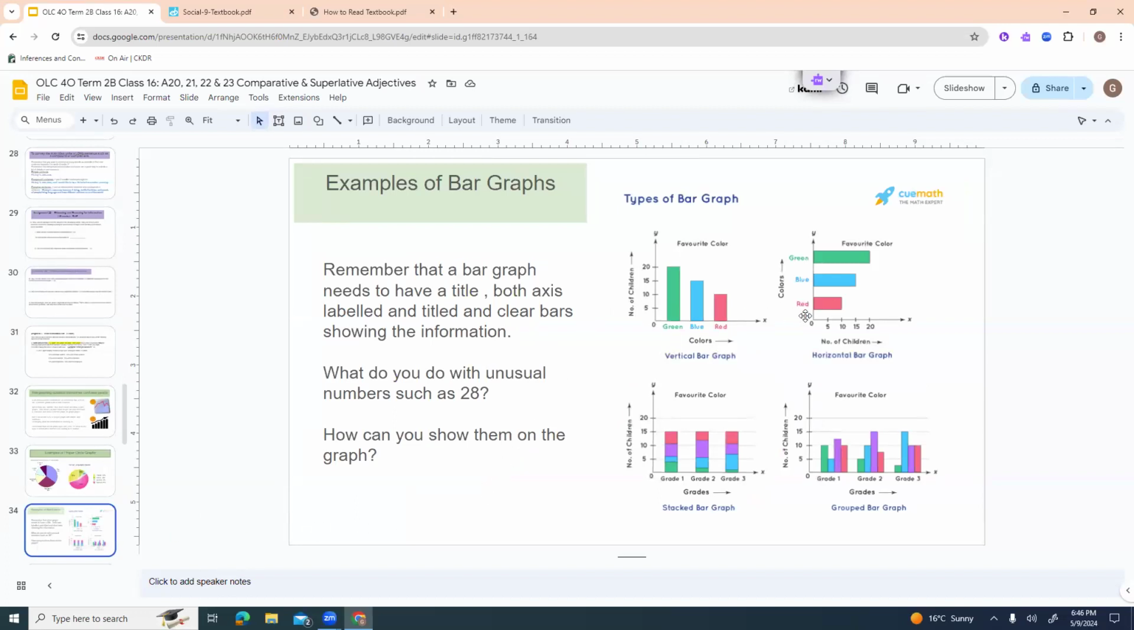Here they're showing different ways to show a bar graph: vertical, horizontal. This one is called stacked, which is a little bit tricky if you've never done it. Grouped, most people have done this kind of grouped thing like favorite color. Here's the favorite colors for a grade 1 class. Here's favorite color for a grade 2 class. And here's a favorite color for the grade 3 class. This is nice for making comparisons, right? Okay.